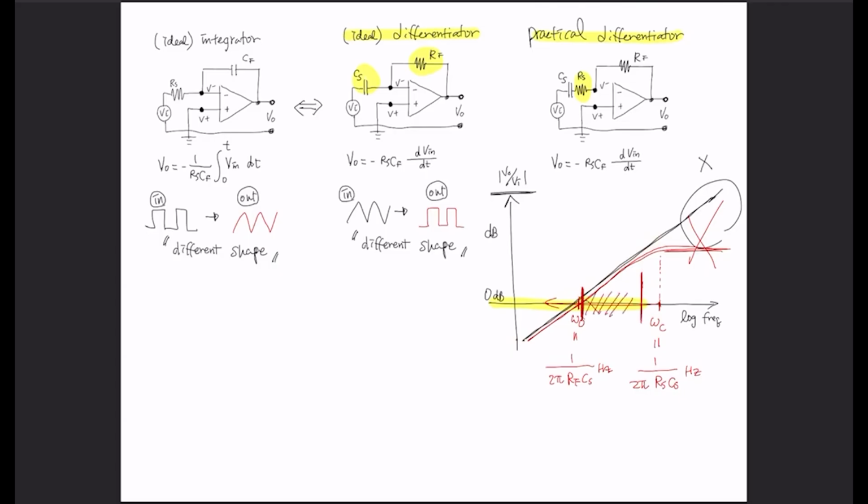This is the range that you would like to use, because if you go below this omega 0, then your output level is going to be very small compared to your input. So why do we use that? We would like to have a decently amplified signal as your output.